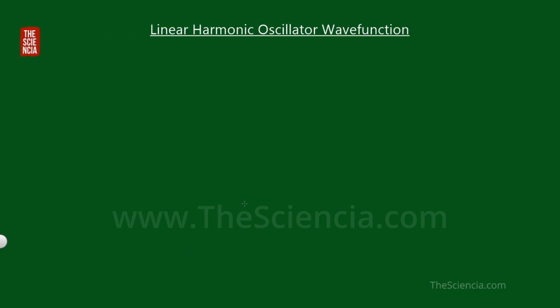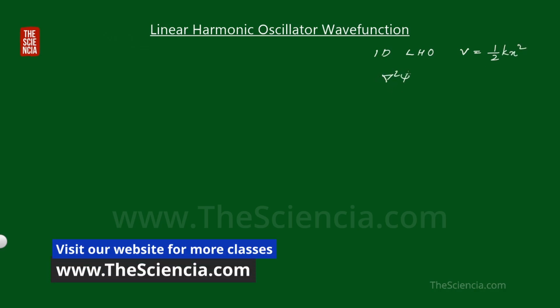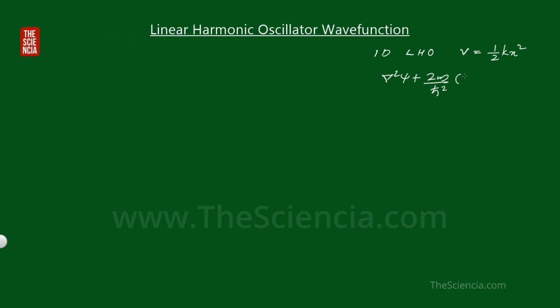Linear harmonic oscillator wavefunction. We know for a one-dimensional harmonic oscillator, the potential V is equal to half k x square. And we know the Schrodinger equation, that is del square psi plus 2m by h cross square into (E minus V) into psi equal to 0. So by substituting this potential here and solving for psi, we can find out the corresponding wave function.